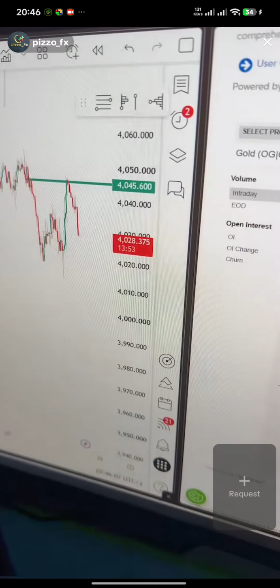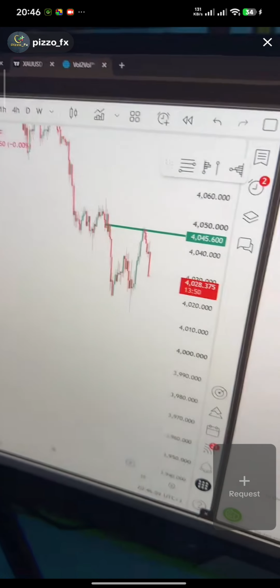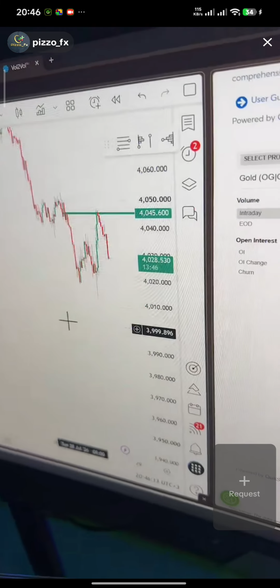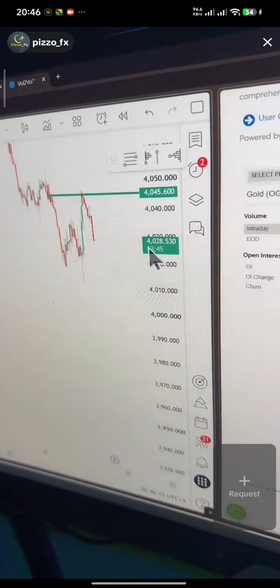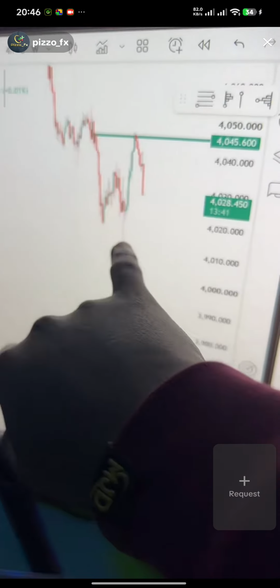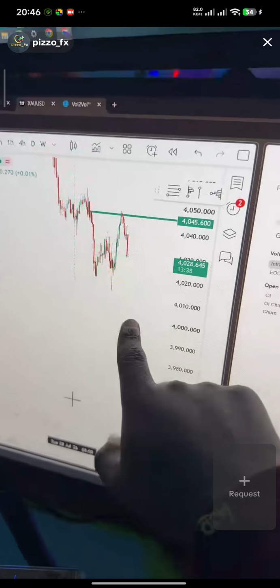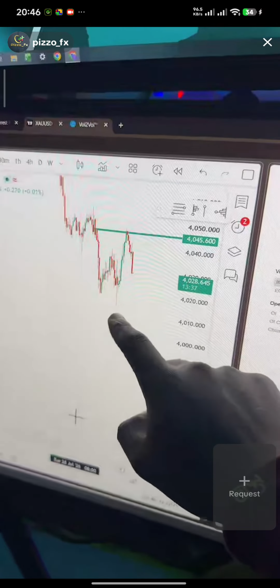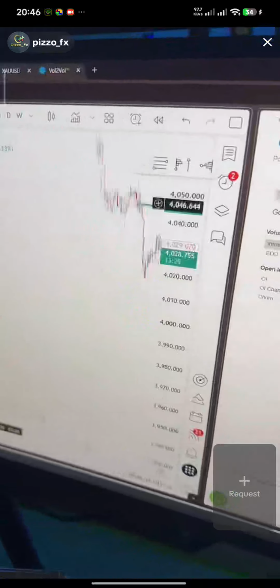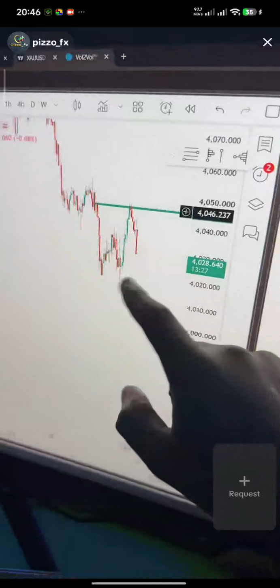Sasa imagine someone who sold here. Imagine mtu mwenye alisell hapa. Unaona hapa? Imagine mtu mwenye alisell kwa hii bottom, ama imagine mtu mwenye alibuy kwa hii top. Sasa hii tool itakusaidia sana kutochase these tops, this kind of tops, na kutochase hizi bottoms zinaformiwa kwa market.